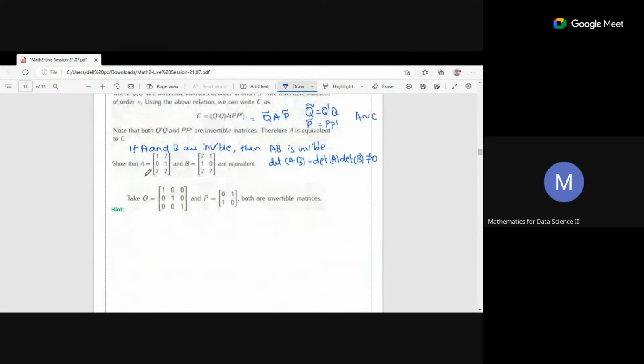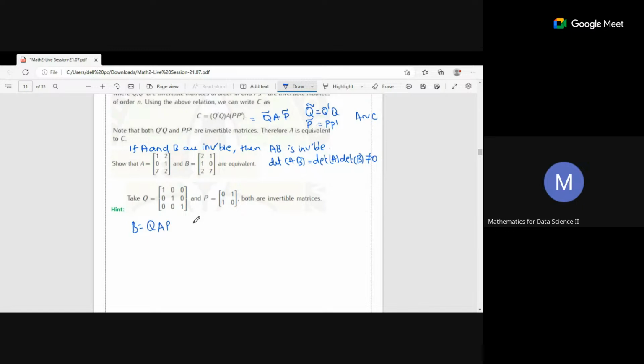So it means we have to find matrices Q and P such that B is equal to QAP. Since it is a first example, we are given the Q and P. So quickly see whether these are invertible matrices. The first one is identity, so nothing to worry. The second one also has a non-zero determinant, so it is invertible.